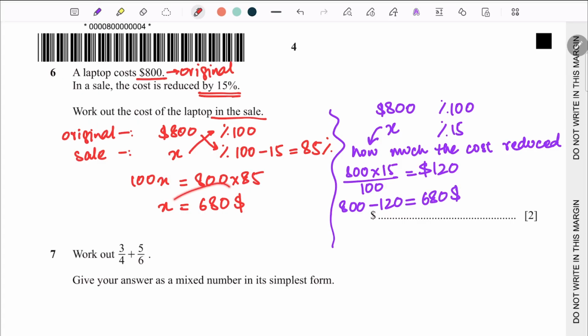So in both cases the answer is the same. In the first method we are finding the price directly. Here we are finding out how much the price reduced by, and then we are subtracting it from the original price.